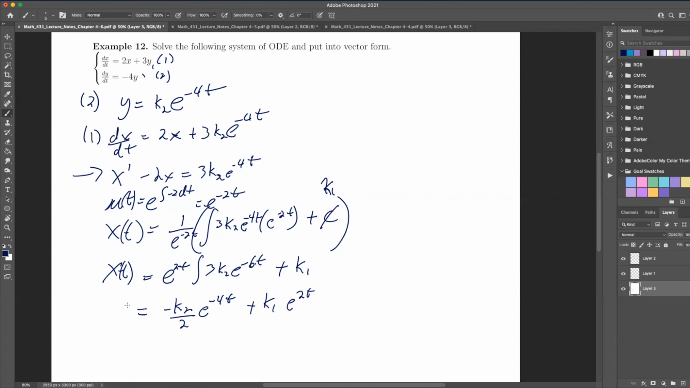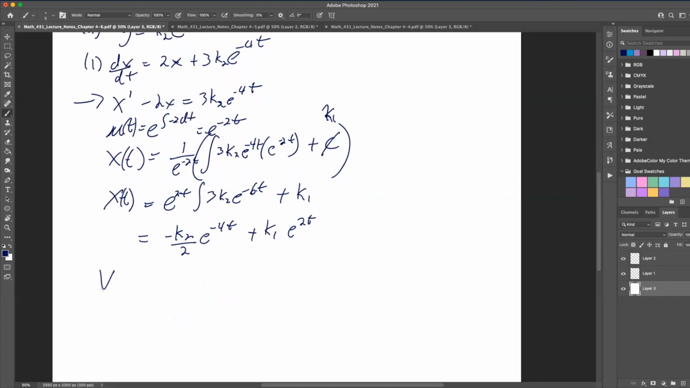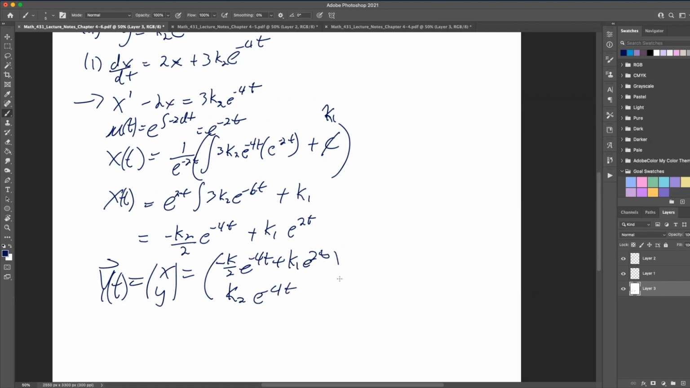All right, so here we have our solution. What's our solution in this case? Our y vector of t, remember again, this is xy. I'm going to try to get you a little bit more used to this notation. So here, it's minus 2k e to the minus 4t plus some k1 e to the 2t, all over k2 e to the minus 4t.